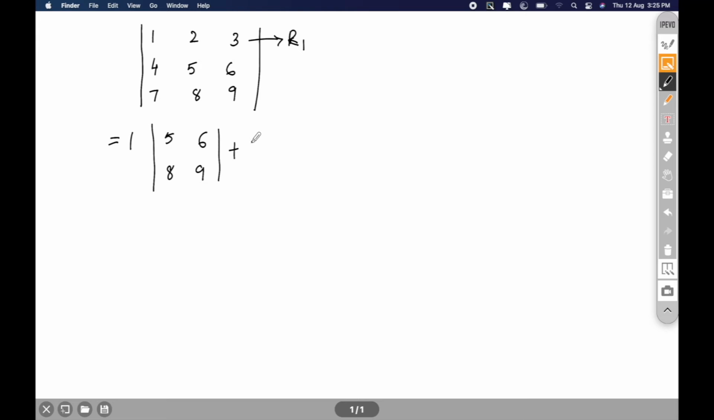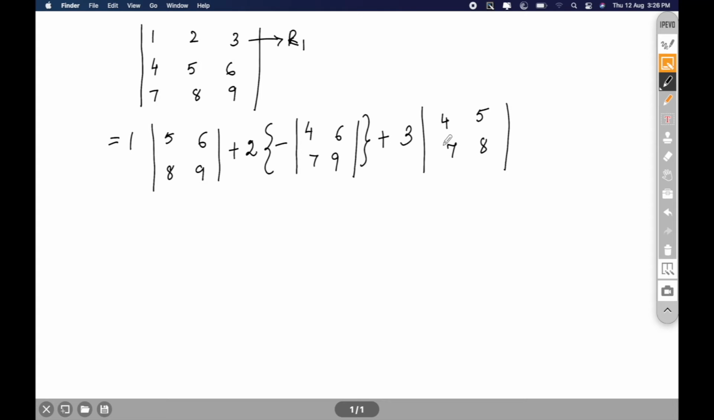Next comes the element 2. So I am adding the next term now. 2 multiplied with its cofactor. Now the position of 2 says that its cofactor should have a negative sign. So eliminating the first row and the second column, we have 4, 6, 7, 9, right? Then the last element in the first row is 3. We add 3 and multiply 3 with its cofactor, which is positive 4, 5, 7, 8. So expansion of the determinant with respect to row 1 is over.